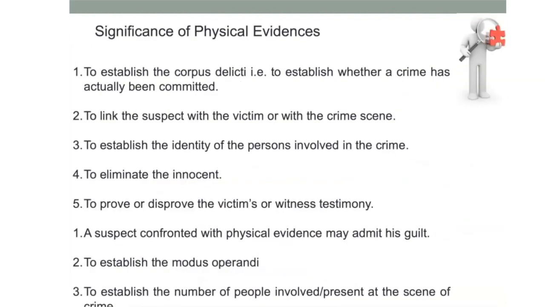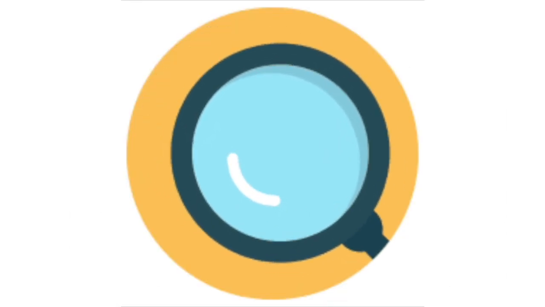Now what is the significance of physical evidence? There are many significances of physical evidence. You know, forensic science is all about analyzing the physical evidences itself, so we cannot rule out the significance of physical evidence. So first is to establish the corpus delicti. Corpus delicti, you know, the body of crime.